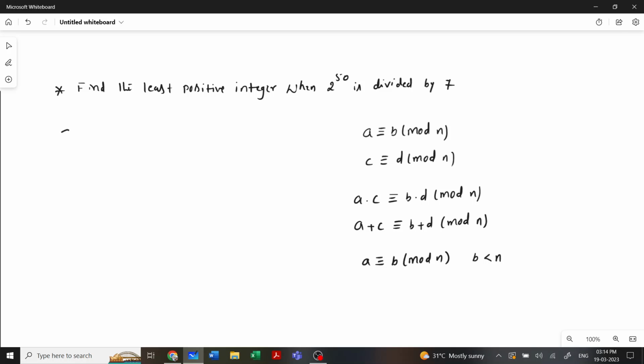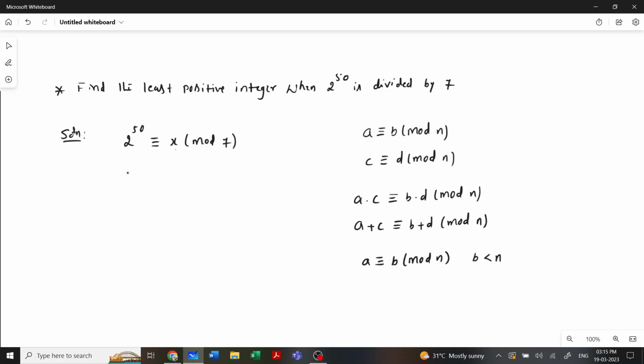So 2 to the power of 50, if divided by 7, then what will be the remainder? So 2 to the power of 50 is congruent to some number, say x, in mod 7. That is, if you divide 2 to the power of 50 by 7, say k times, then what will be the remainder? That is nothing but x, that we have to calculate. For that we will use this theorem.